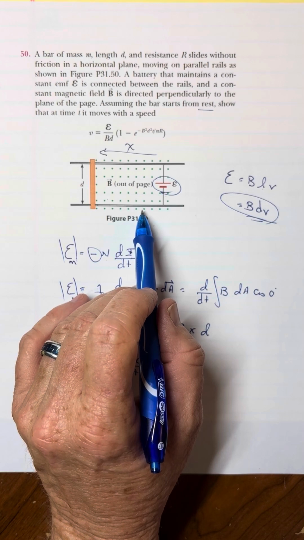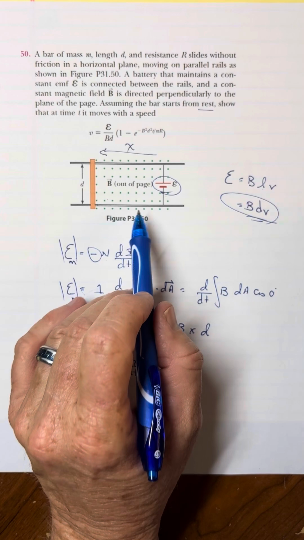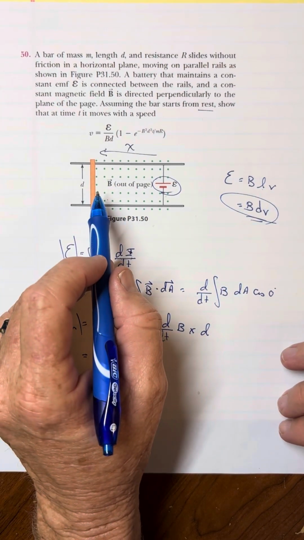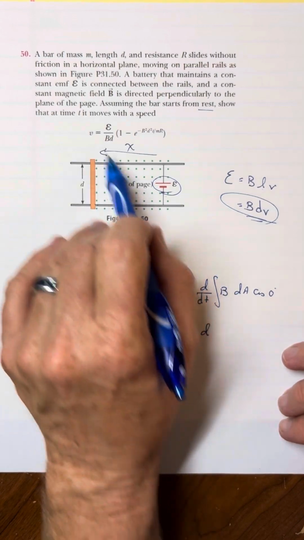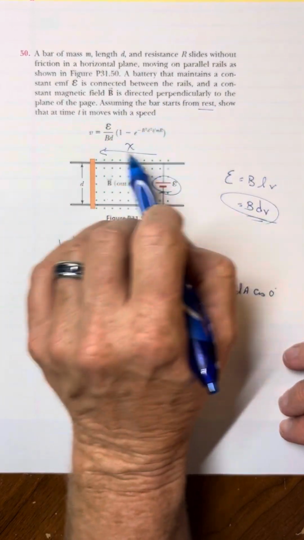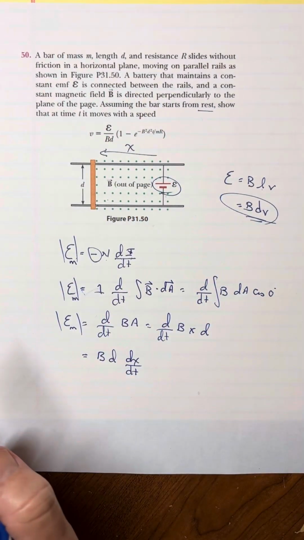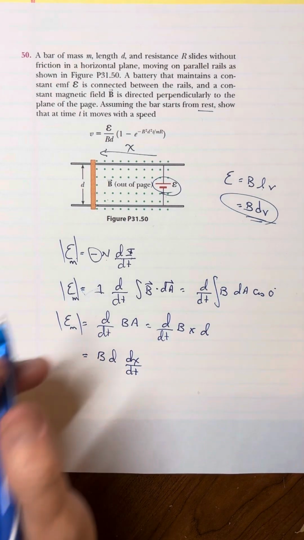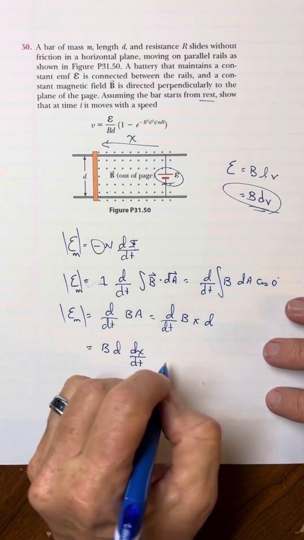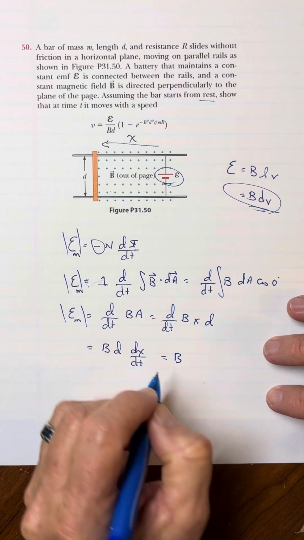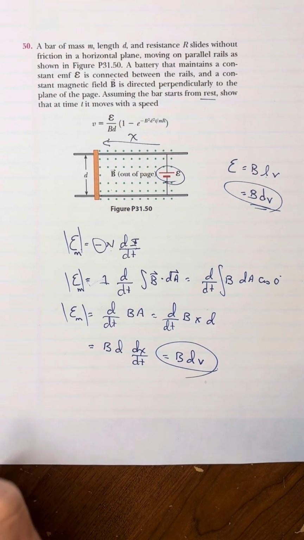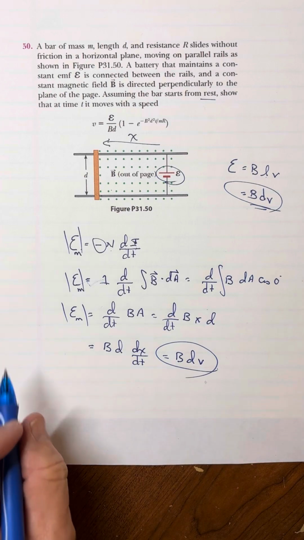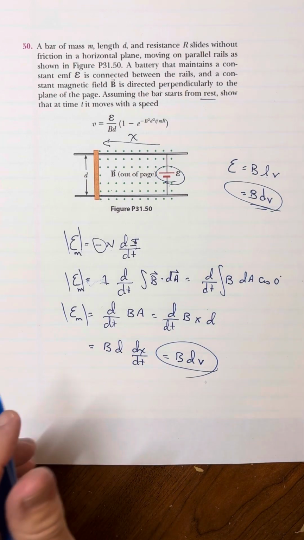Why? Yeah, I apologize. I was thinking it was moving inward for some reason, but we really don't know that. It doesn't say which way it moves. It starts from rest, so it's going to kind of move on its own. And so let's have kind of that discussion. But this is the magnetic field times d times the velocity. Okay, and so that's the EMF.